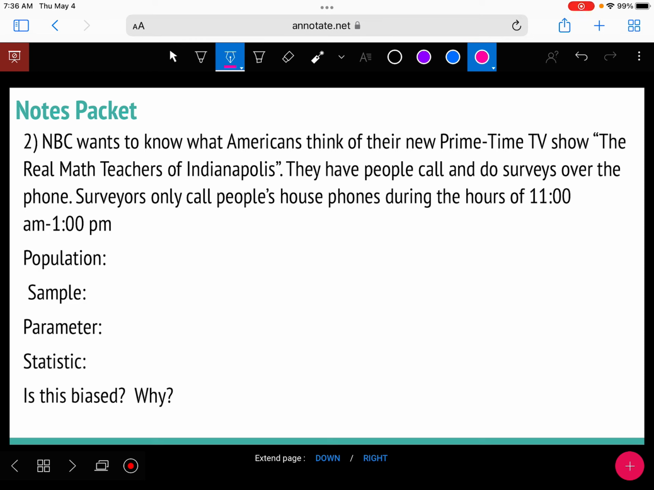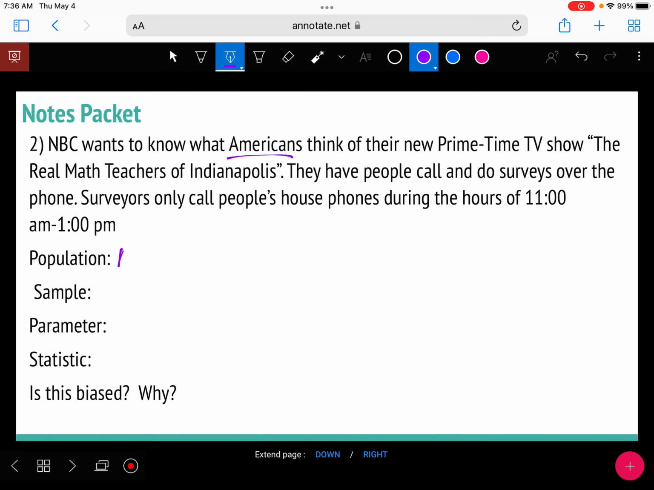What is the population we want to know about? Americans. We want to know what everybody in America thinks. What is the actual sample they take? People with house phones. And who are home at lunchtime. They're home between 11 and noon and 1. That is firmly during the 5th period. So people that are home during 5th period.